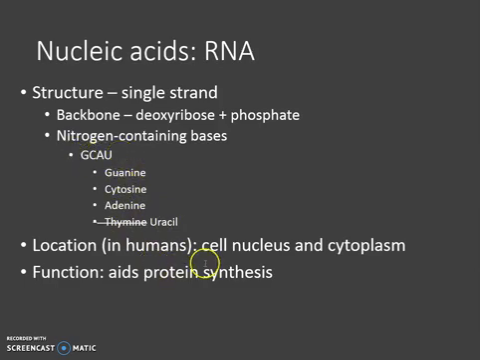In humans, RNA can be found in the cell nucleus and the cytoplasm. So the RNA is actually able to move from the nucleus to the rest of the cell, whereas DNA is stuck primarily in the nucleus. And the function is that it aids in the synthesis of proteins. So it's able to take the recipe stored in DNA and transport it to a cellular organelle called a ribosome. And the ribosome is where the proteins are actually made.